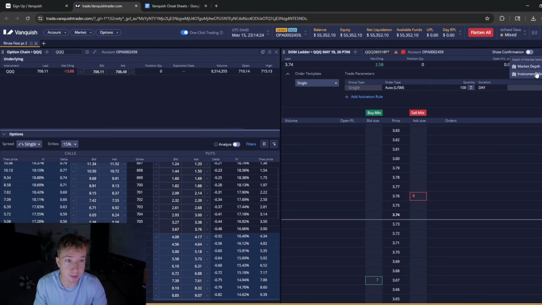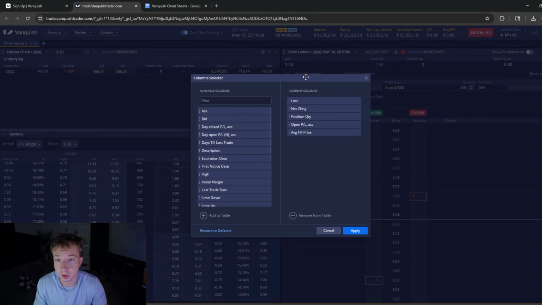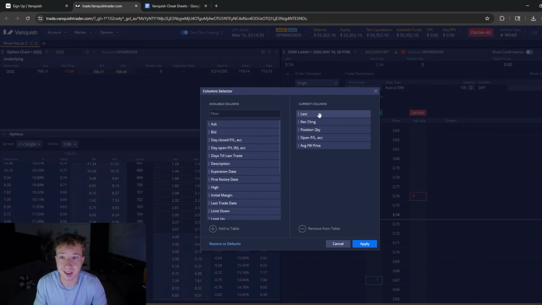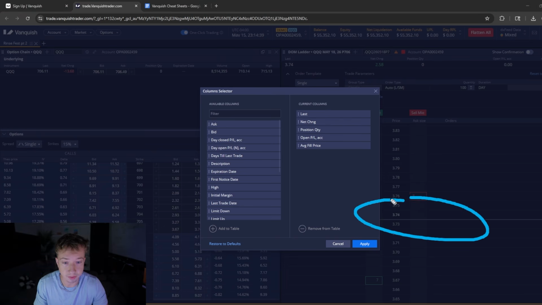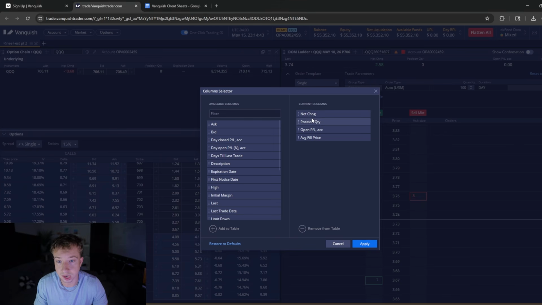We can mess around with this a little bit here. So we are actually going to change this. I don't care about the last, right? I already know what these contracts are going to be based off where I'm getting in, and you can see it right here. Literally says 374. So there's no need for double the information. Net change is just on the day. I don't need that either.